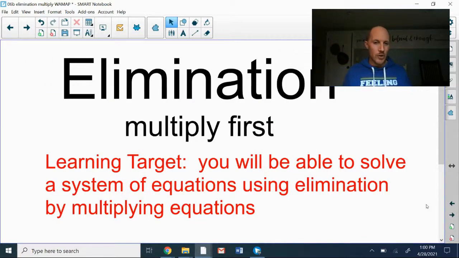So elimination is the topic for today. We started this last time, and we're going to look at some slightly more challenging problems where we will need to multiply first, whatever that looks like. Our learning target for today: you'll be able to solve a system of equations using elimination by multiplying the equations first.